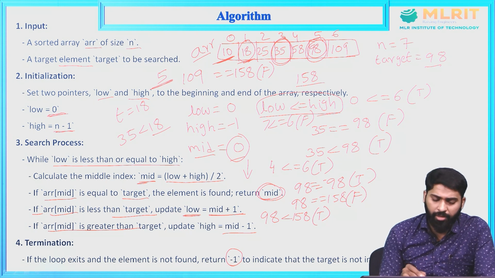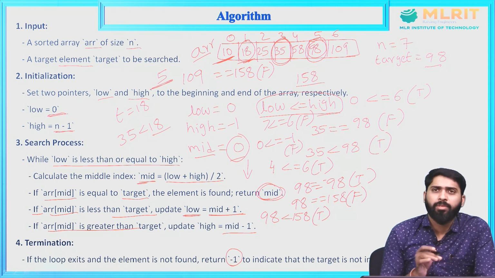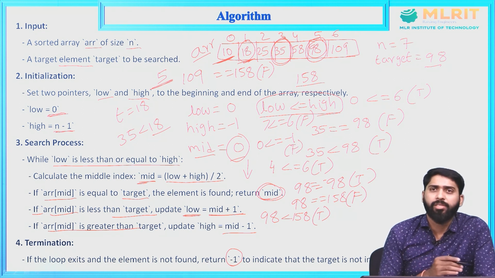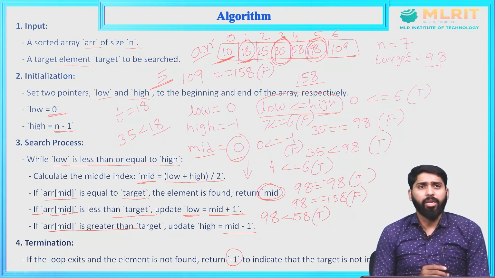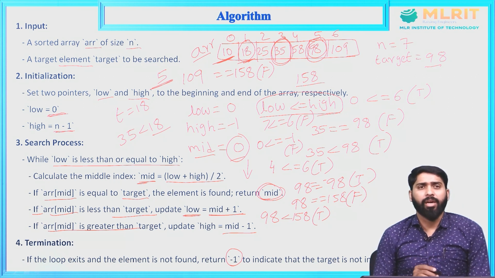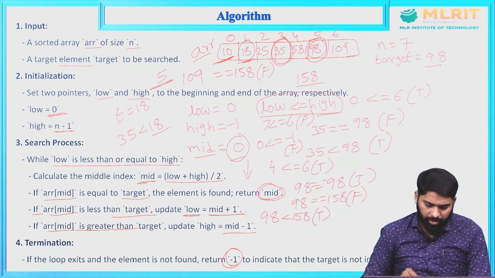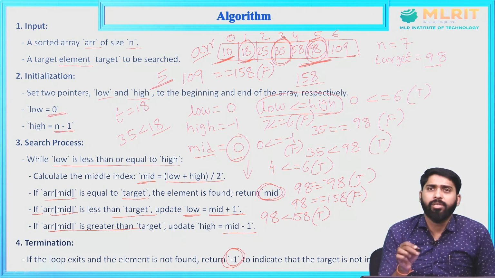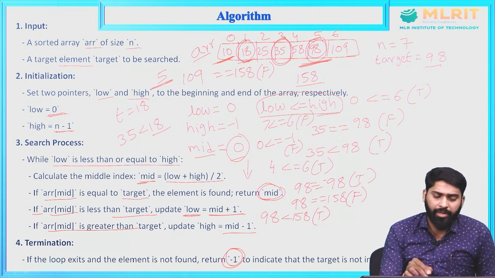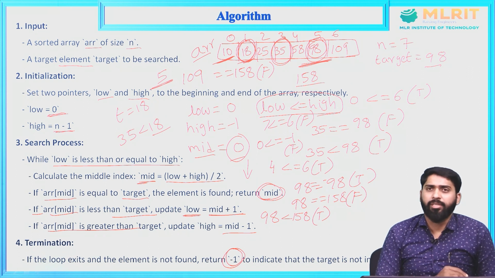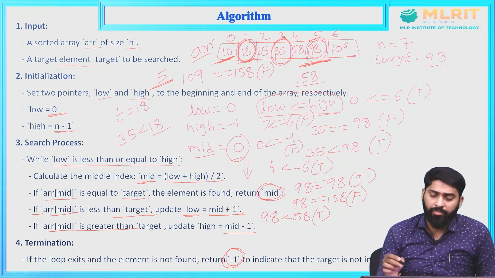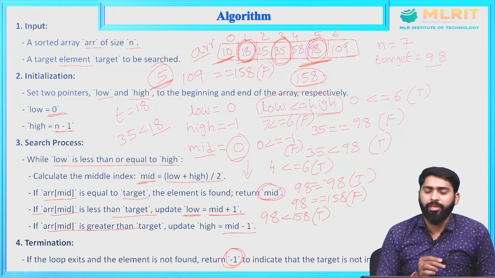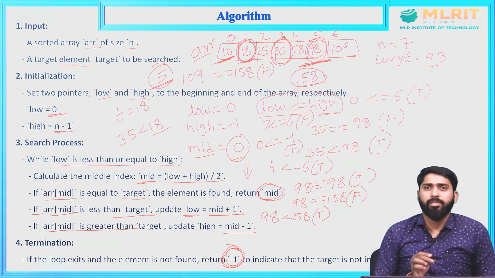Now in this case what is low? 0. 0 less than or equals to minus 1? False. So in this case also we exit from the loop. Okay. If the loop exits and the element is not found, then it returns minus 1. So now if we give the input 98, then it returns 5. In the case of 18, it returns the index 1. If the searching element is 158 or 5, in these two cases it returns -1. Okay, so this is binary search algorithm.